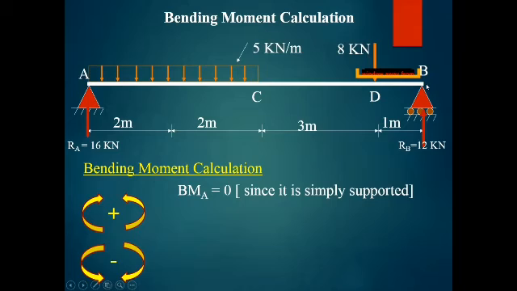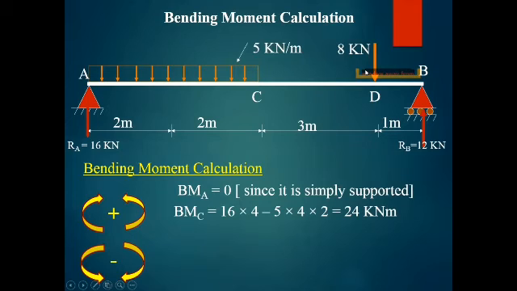Same I can do for B also. If I see the right hand side of B, there is no load. So I can write BM at B equal to 0 directly. Then BM at C. For calculating BM at C, we have a choice. You can either take the left side or the right side.